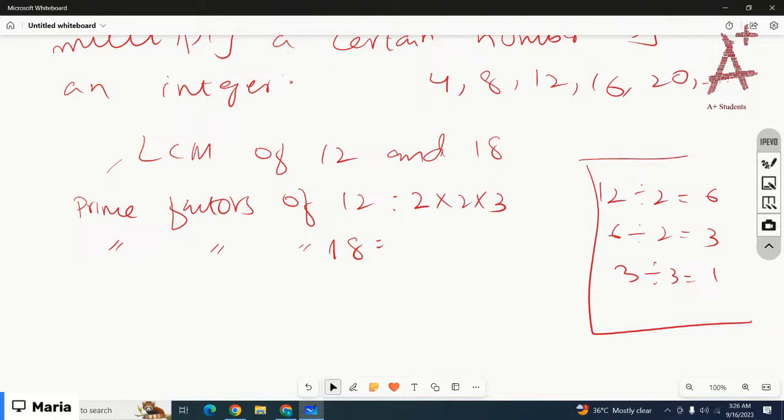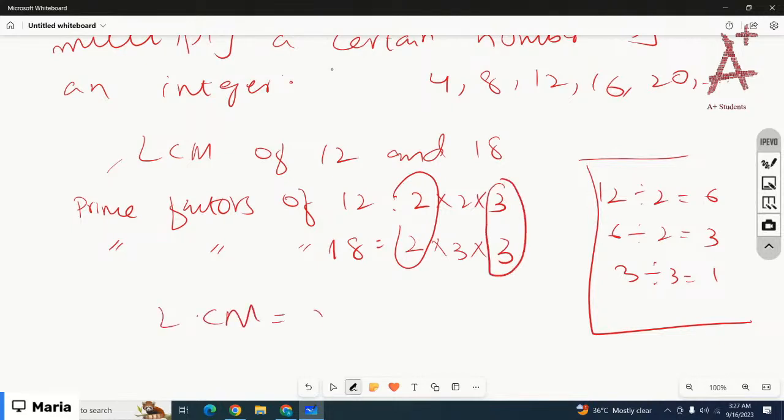Now let's write down the prime factors of 18. That is 2 times 3 times 3, right? So you have to find the common factors first. The common factors are 2 and 3. Just write the common factors: 2 times 3. And the leftover factors are again 2 times 3. So 2 times 3 is 6 and 2 times 3 is 6, and that would be 36. Just multiply the common factors and the leftover factors. That means the LCM is 36, right?